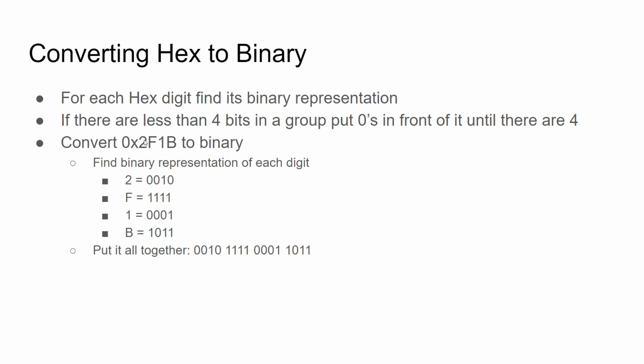So if we wanted to convert 2F1B to binary, well, the binary representation of 2 is 0010. F is 15, so there's 1 eight, 1 four, 1 two, 1 one in it. So we get 4 ones, 1111. 1 is, again, 0001. And B, which is 11, has 1 eight. And after you take out the 8, you're left with 3. So no 4s, a 2, and a 1: 1011. Then you write it all out: 0010 1111 0001 1011.